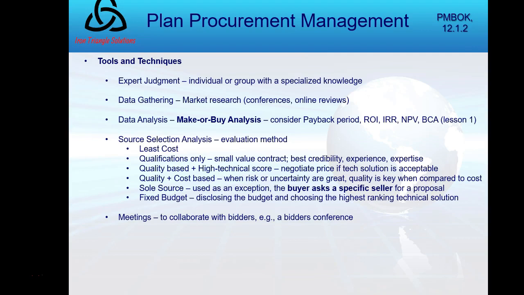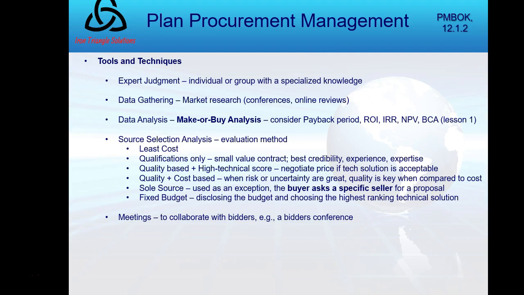So that's data analysis. Now, there's source selection analysis. So besides what's the best price, data gathering, do I even need it, data analysis? Now I'm going to do source selection analysis. Am I going to do a procurement that is the least cost? I might lose some technical capability. What if I'm only going for qualifications only? Those might be best on a small value contract. What if I'm looking for quality-based and high-tech score? I want to negotiate the price after I find the tech solution.